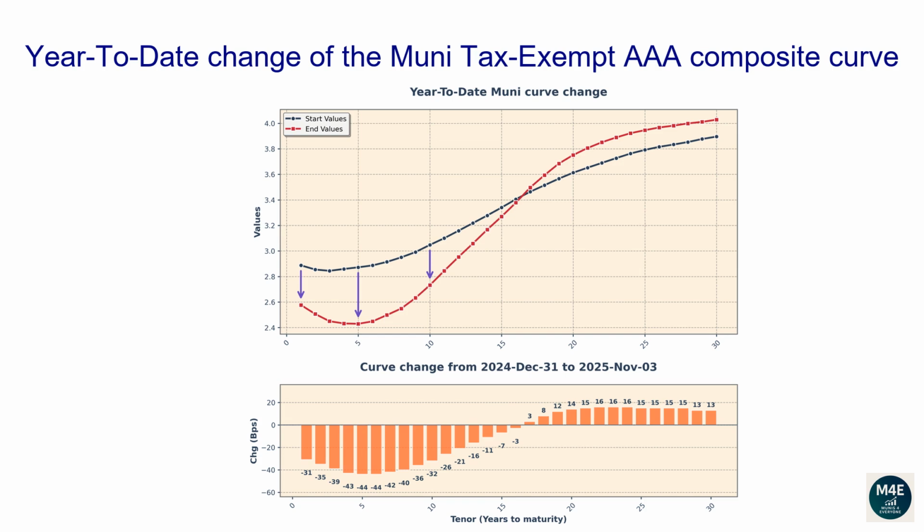The 1-year tenor changed -31 basis points. The 2-year tenor changed -35 basis points. The 5-year tenor changed -44 basis points. The 10-year tenor changed -32 basis points. The 20-year tenor changed 14 basis points. The 30-year tenor changed 13 basis points.